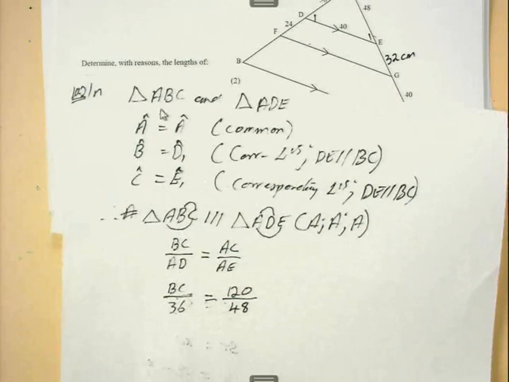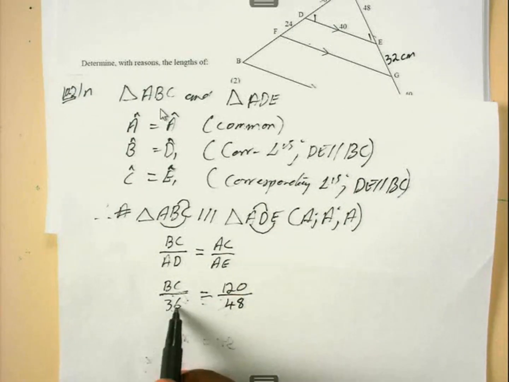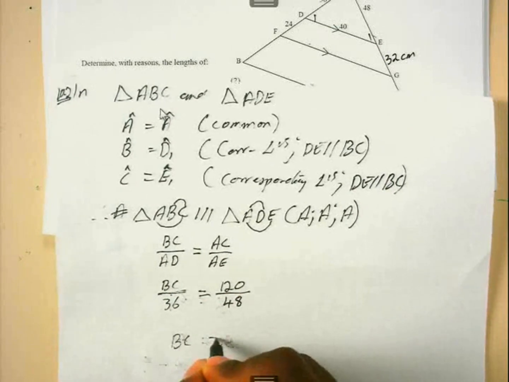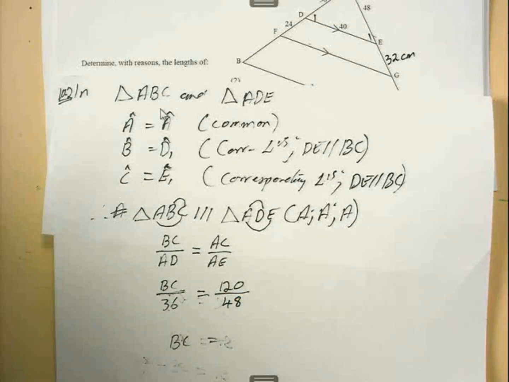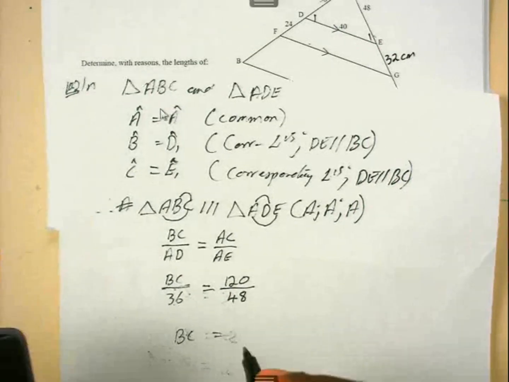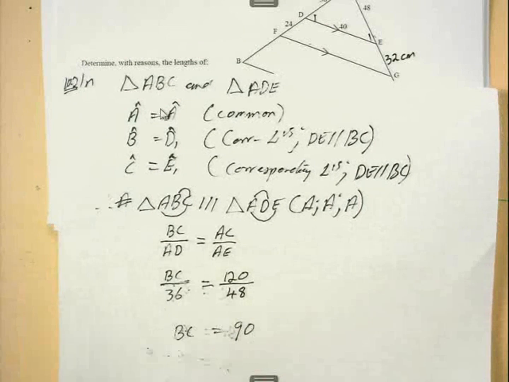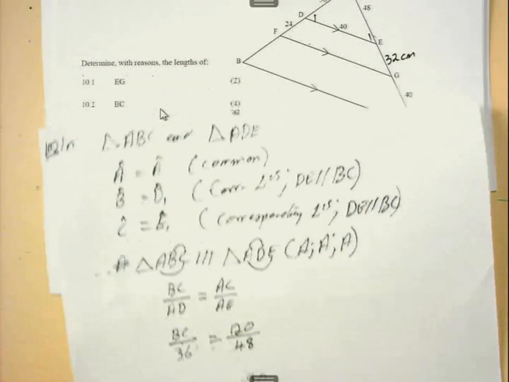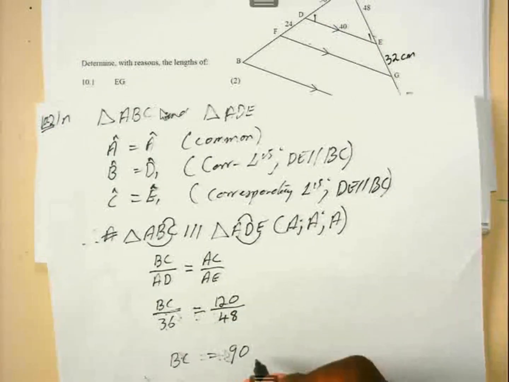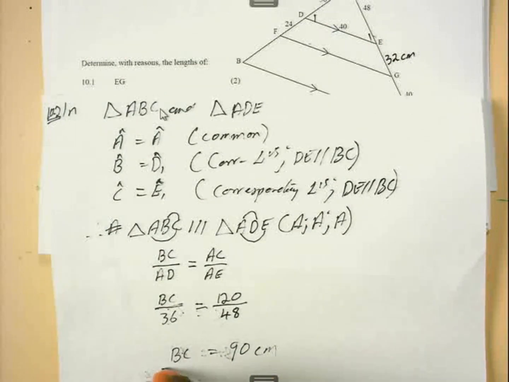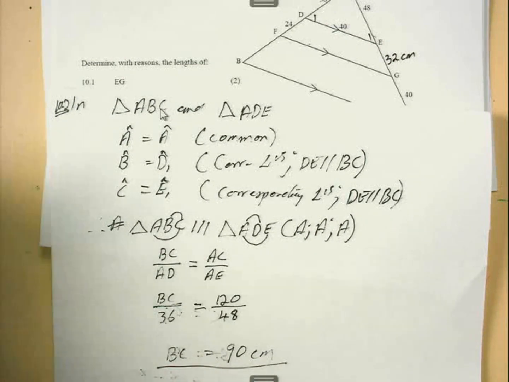Now we multiply both sides by 36. If you multiply by 36 here, you'll be left with BC. You multiply that fraction by 36, you've got 120 divided by 48. Then the answer you multiply by 36. Multiply both sides by 36. You've got BC as 90 units. Therefore, BC is equal to 90 centimeters, because the units that we are using here are centimeters. So BC will be equal to 90 centimeters.